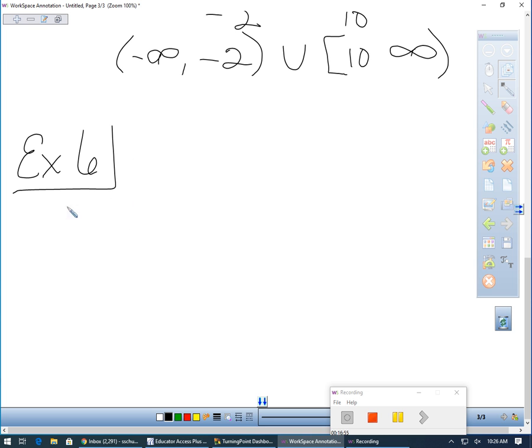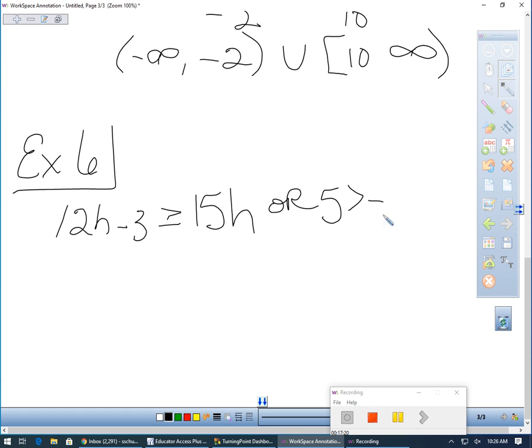So let's say we have 12h minus 3 is greater than or equal to 15h, or we have 5 is greater than negative 0.2h plus 10. All right, so again, as soon as you see the word or, what's that tell you? It's going to be opposite. Exactly, it's going in opposite directions. Okay? So, the first one we're going to solve here.